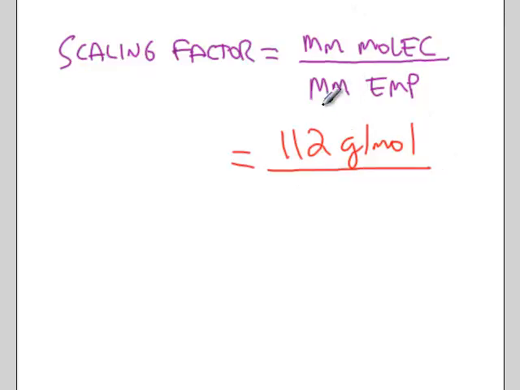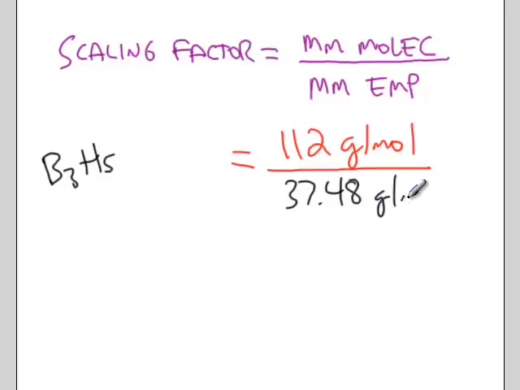The denominator, the molar mass of the empirical, remember we got B3H5. So if I use the periodic table, calculate 3 moles of boron, 5 moles of hydrogen, that's going to give me a total of 37.48 grams per mole. And when I divide, I get a scaling factor of 2.99.